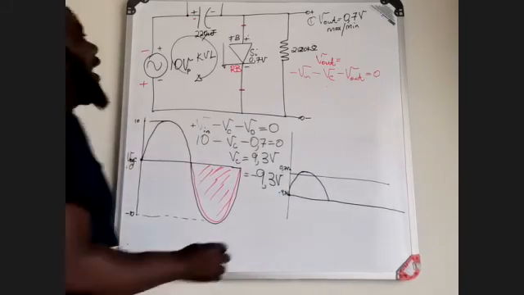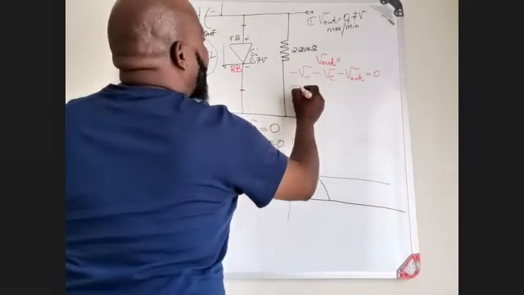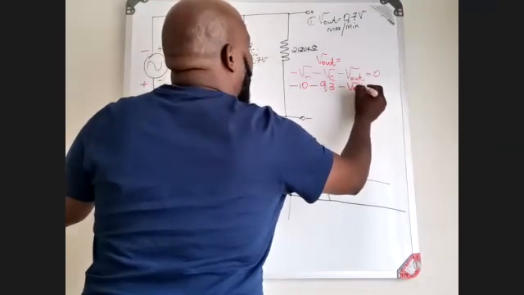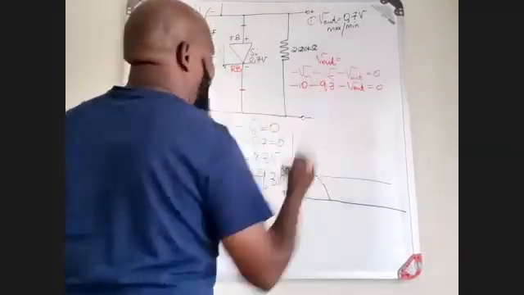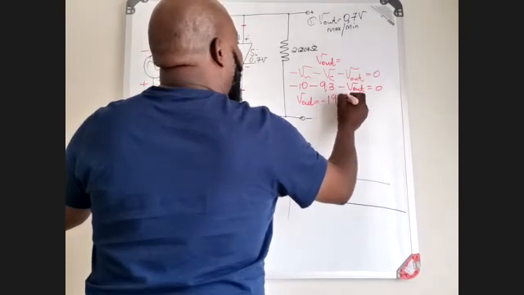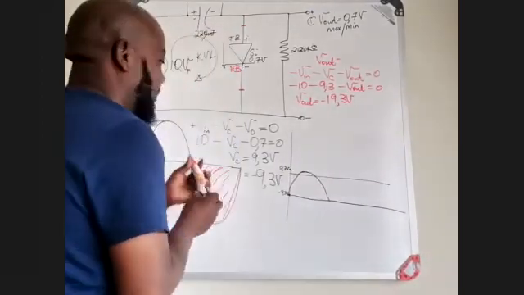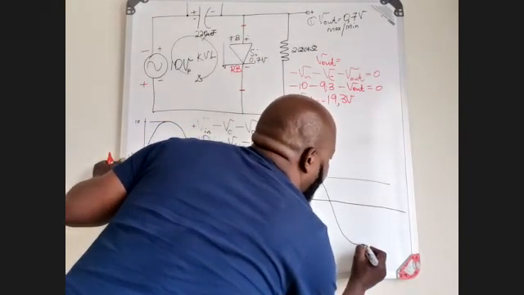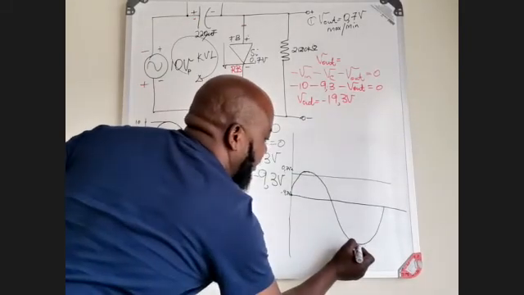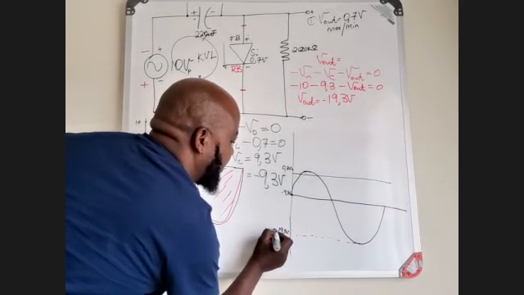Now, if I look at this establishment here, you will see that here is going to be minus 10 volts, minus 9.3, minus V out is equal to 0. Then with V out as the subject of the formula, your V out is given as minus 19.3 volts. Then you will see that now your cycle is moving in that direction there, so you have got minus 19.3 volts.